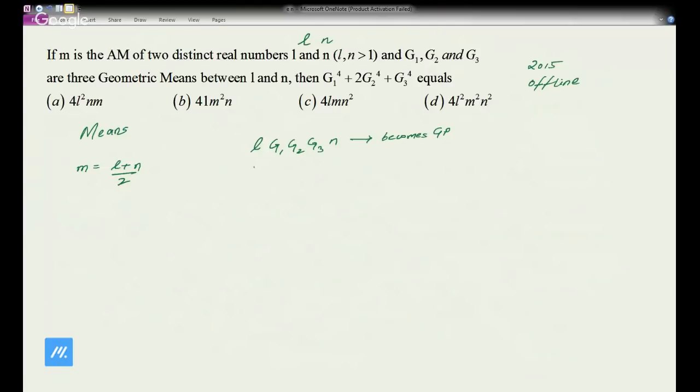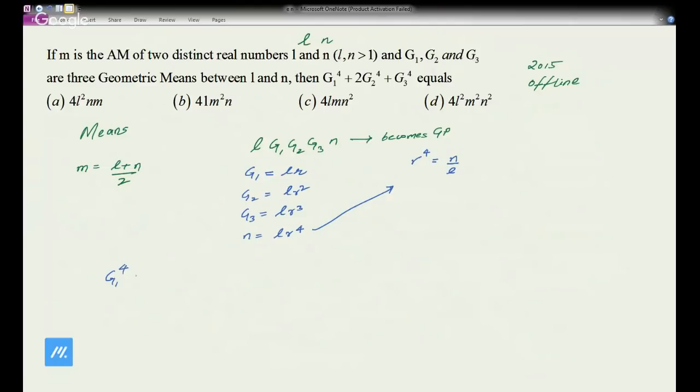So they become GP. So how do you solve GP? What is the value of G1? LR. G2 will be LR square. G3 similarly will be N, which can be written like this. Any problems? If you notice, I can find R in terms of N and L, because then I can write R raised to power 4 is equal to N by L. So what is asked of you is G1 raised to power 4.